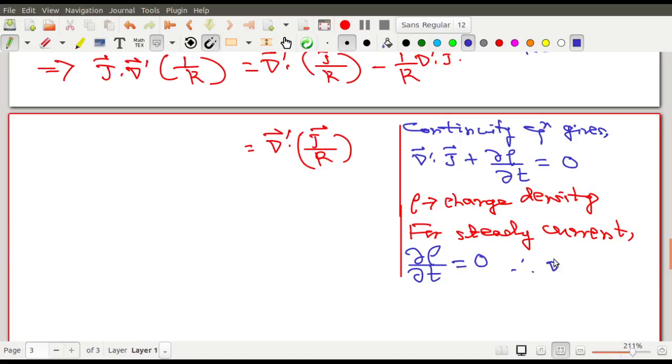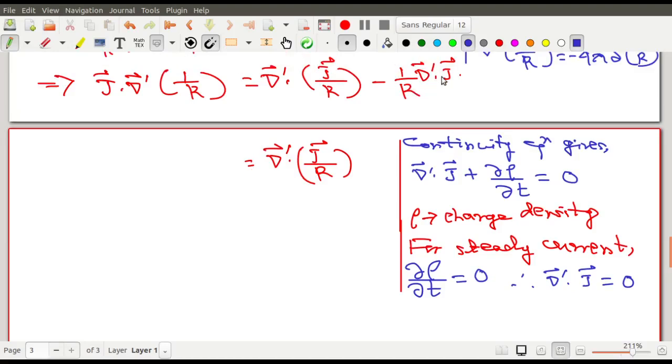So therefore divergence of j, divergence with respect to the source coordinate, that is equal to 0. Why? Because of the steady current. So that is why you see that this divergence goes to 0. So see, to do this treatment you need to know a lot of things.